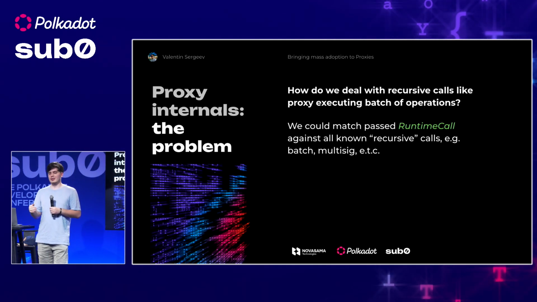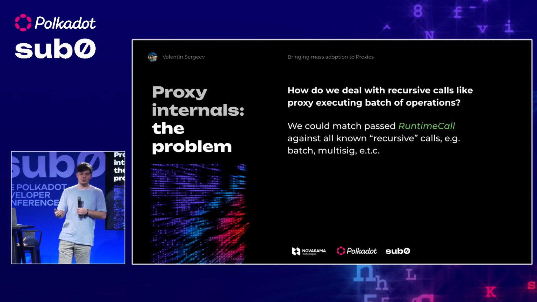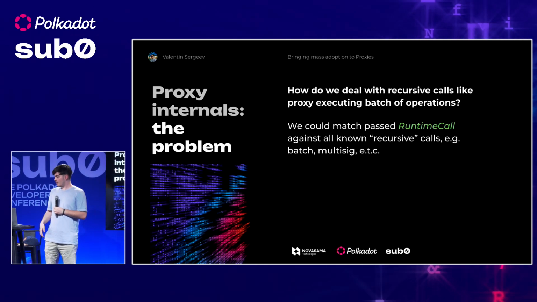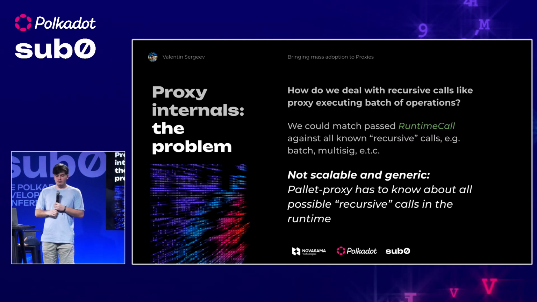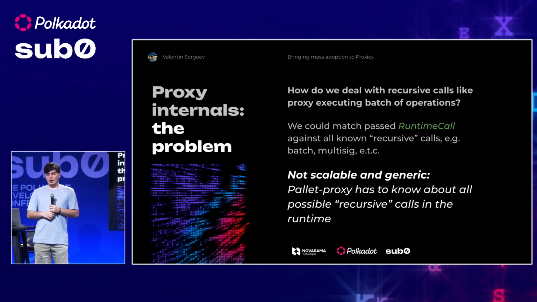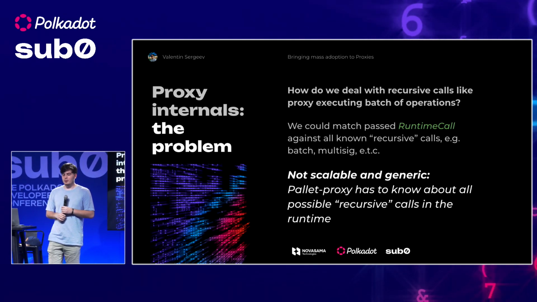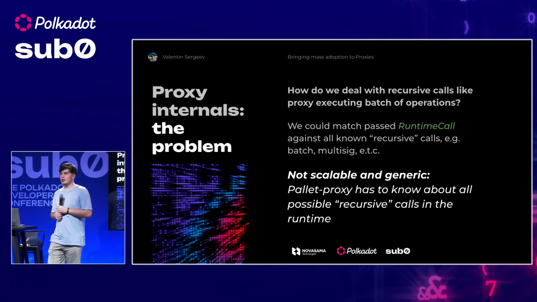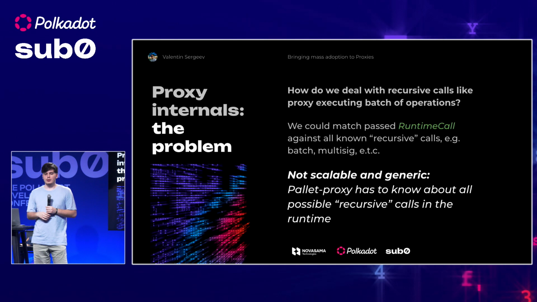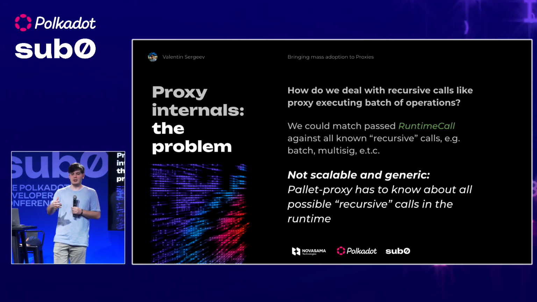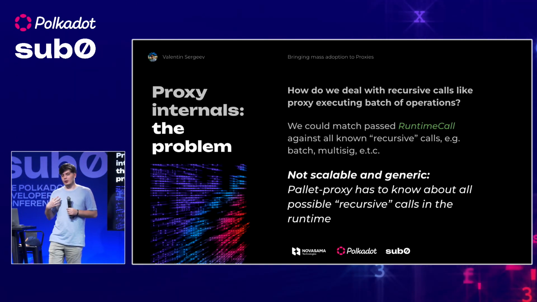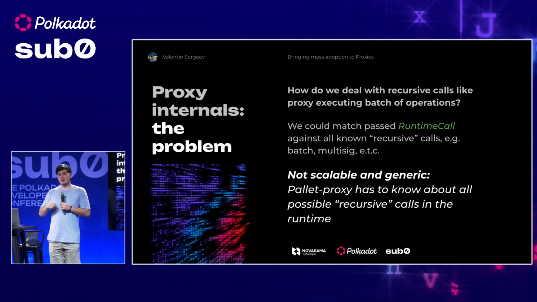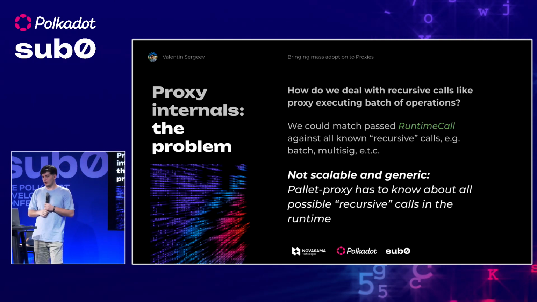Multisigs, it's against a proxy because proxy calls can be nested. So yeah, we could do that, but there's an issue. It's not scalable and generic. Since the proxy pallet is meant to be used in many parachains, it shouldn't be aware of what calls are supported on a specific chain. It shouldn't hard code its knowledge about batch, multisig, or whatever. So it's not a solution we will usually go for.